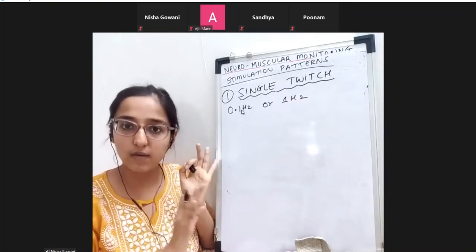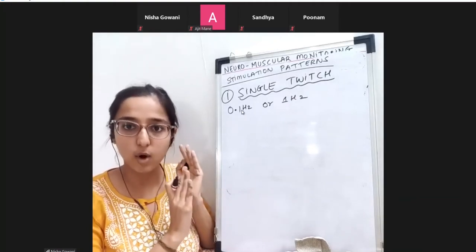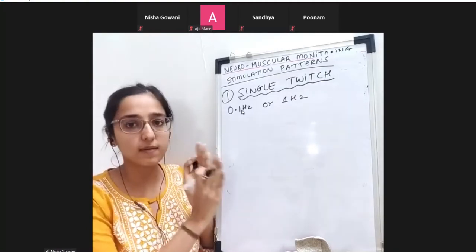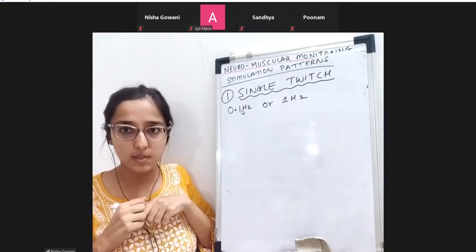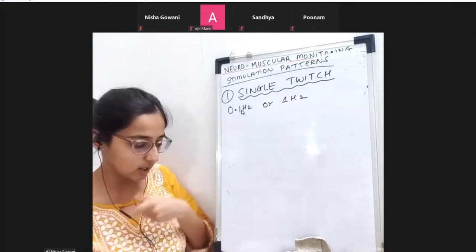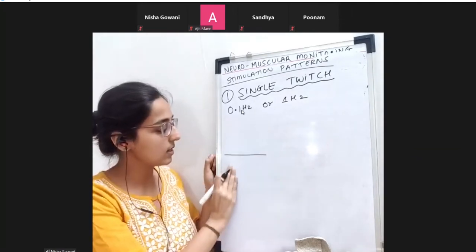Stimulus means I will already know how much current I have to give. I have already found that out. So I'm going to give that particular current. Now you will see the control response. So what is the property of single twitch?